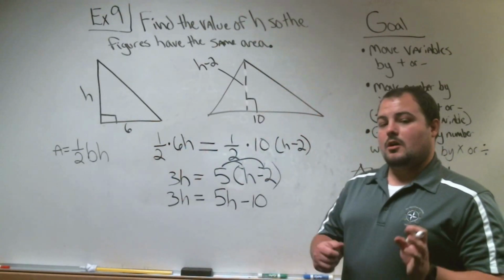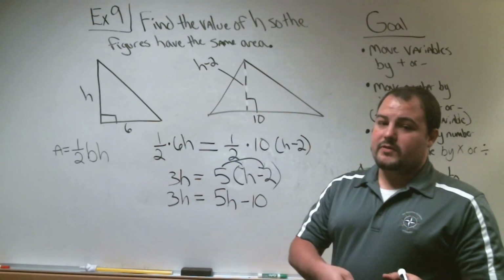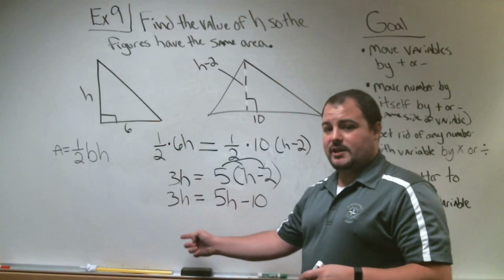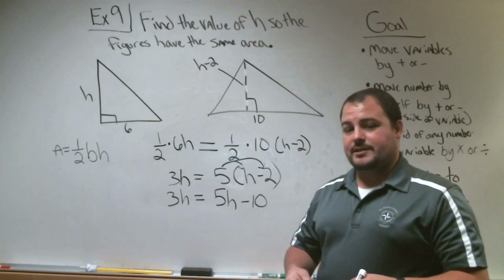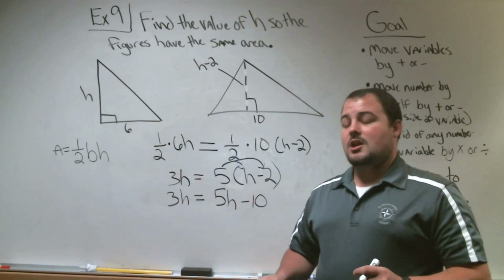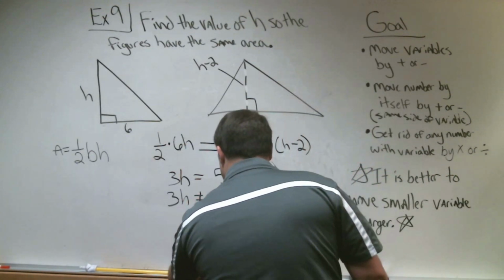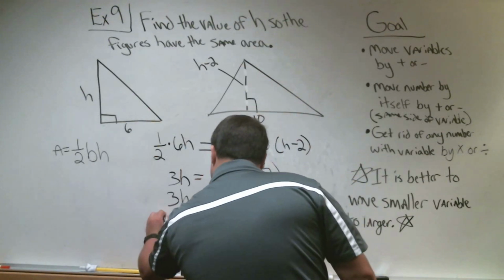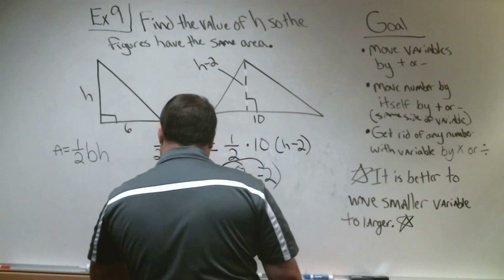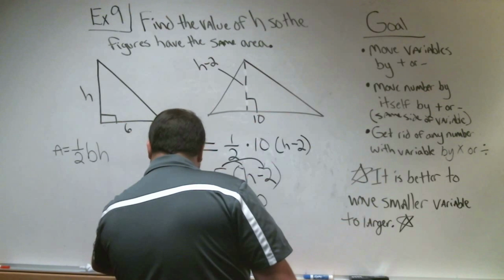Okay, almost done. Now, in this case, normally we move the variable that is smaller. But notice that we only have a variable on the left side, and we have a variable and a number on the right side. Since we have a variable and a number on the right side, and only a variable on the left side, we want to actually move the bigger variable. So to get rid of 5h's, we're going to subtract 5h's. And if you subtract 5h's on one side, you have to subtract 5h's on the other. If I have 3h's and I take away 5, I'm short by 2h's.